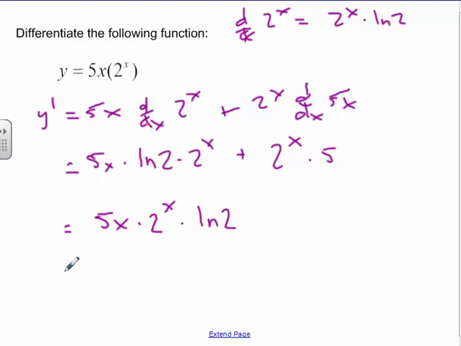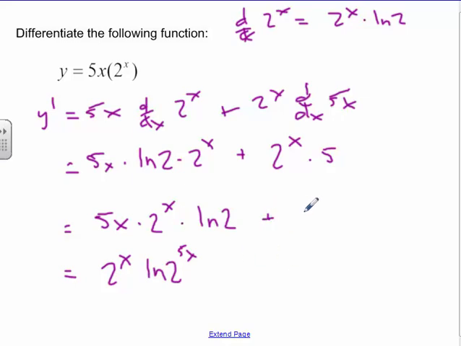Another thing you could do, by the way, is you could pull this up top. So maybe you could do 2 to the x ln 2 to the 5x. You could pull the 5x up top as the exponent of the 2, but leave this 2x sitting right there if you want it. That's something you could do if you'd like.